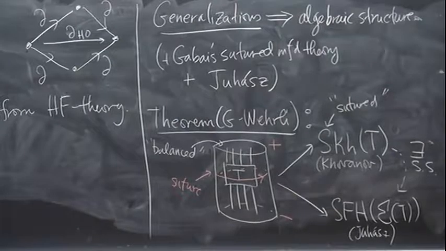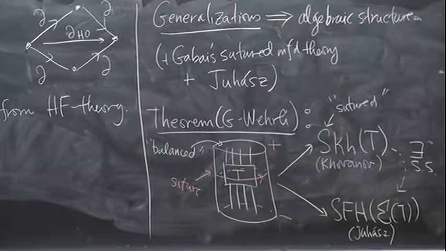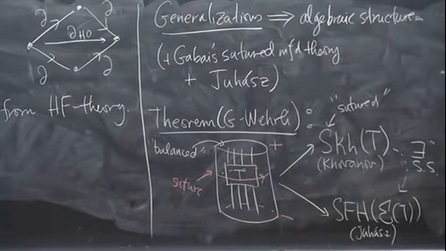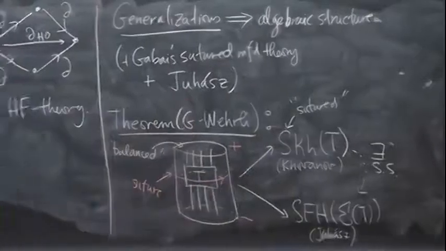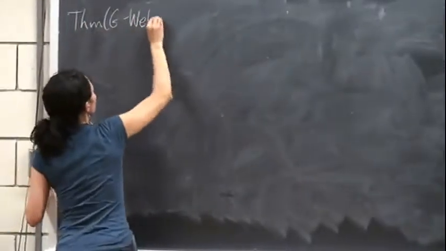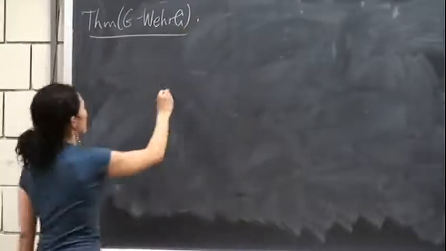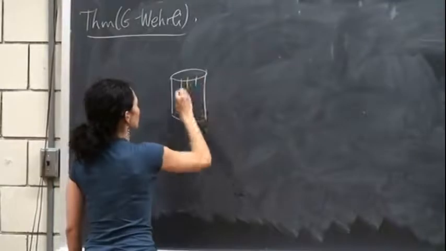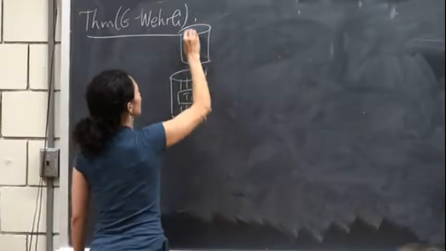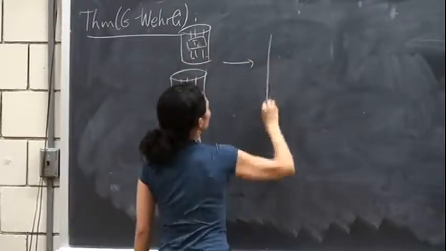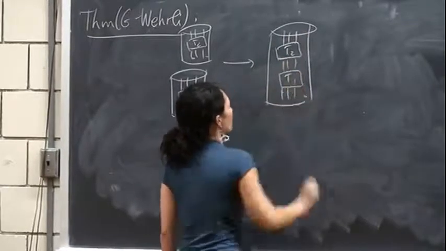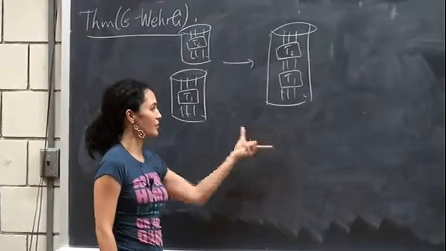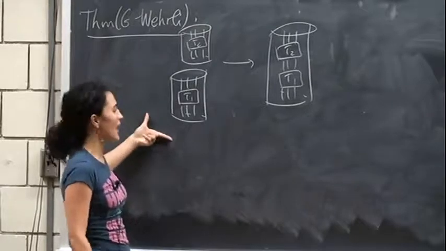Okay, so once you talk about this generalization, then you can start to see some more nice algebraic structure. Namely, that there's a nice operation on these objects. Namely, you can take two of these objects and stack them one on top of the other. So an example of this algebraic structure is that if you take two of these and you stack them, well, you might hope that there's some nice relationship between the associated spectral sequence here and the associated spectral sequence here. And in fact, there is.